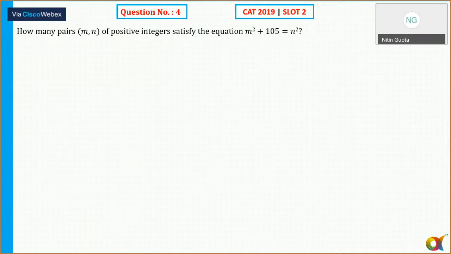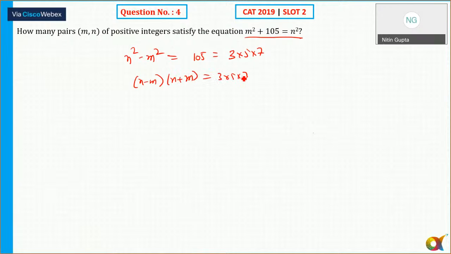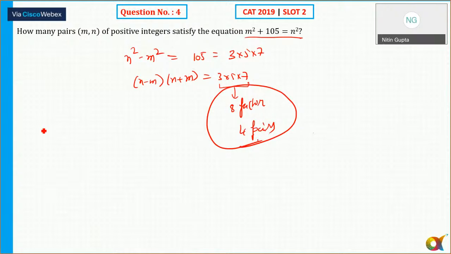Question number 4. Again, a very easy question. I need to find out the integral solution. So this is simply n square minus m square. It is equal to 105, which is equal to 3 into 5 into 7. So the question is, in how many ways can 105 be written as a product of two factors? Both are factors. So what is the total number of factors? That simply gives 4 pairs. So we can say the answer is simply 4. So this was an easy question.